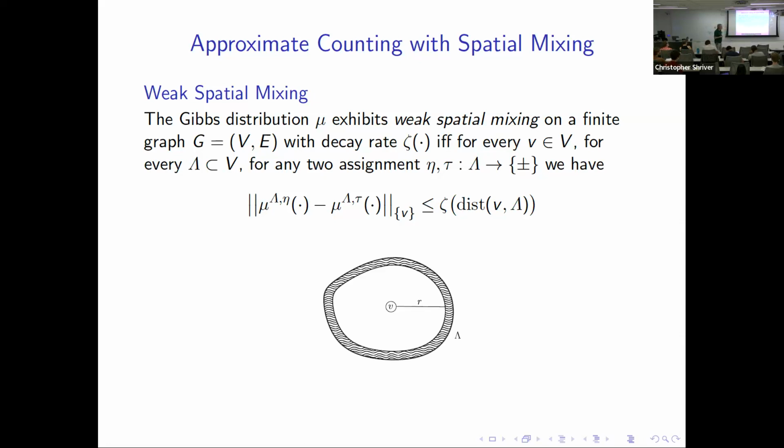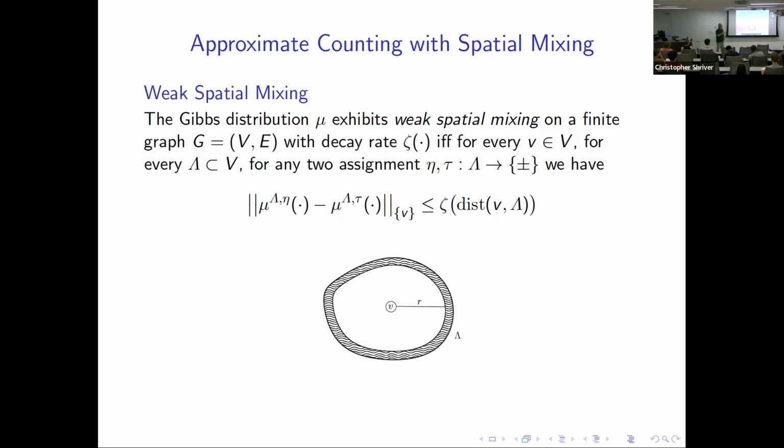Let me explain what we have here with a picture. Suppose it's this graph here. We have this vertex V, and we have this area with the waves, which is the set lambda. On this set lambda we consider two different assignments, eta and tau. Each assignment specifies a different marginal at vertex V, right? So we have this distribution and this distribution, this one for eta and this one for tau. Now we want to compare these two marginals at V.